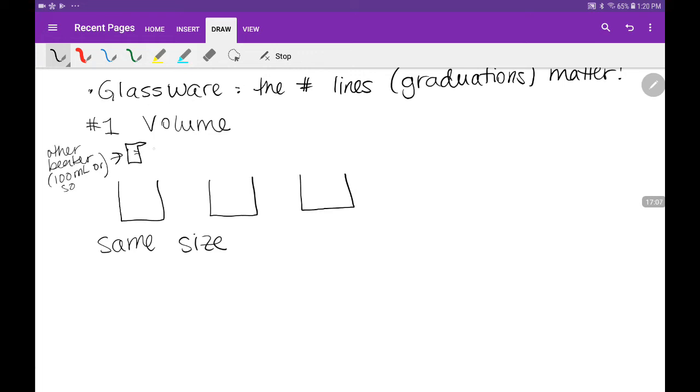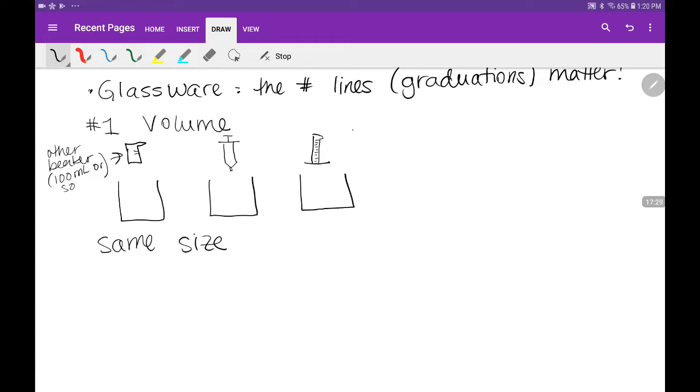Okay, and what you're going to do, you're going to take a beaker. You are going to take a syringe. I'm changing that part because syringes are more fun. And you are going to take a graduated cylinder. A cylinder looks like this and has lots of lines on it.